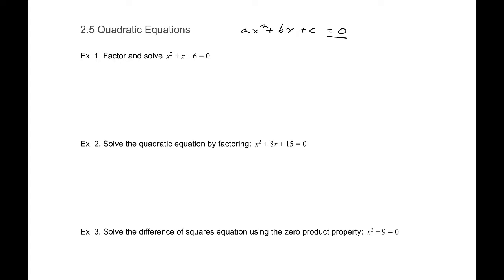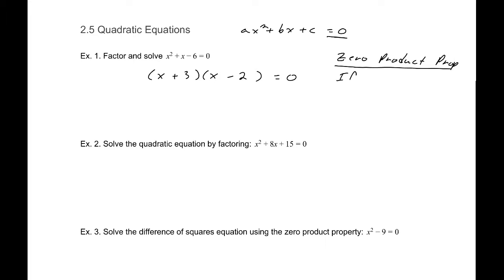So this will factor as x plus 3 and x minus 2. Okay, x plus 3 times x minus 2 equals 0. Now we will appeal to the zero product property. The zero product property, let's just call it the prop. Zero product property says that if a times b equals 0, then a equals 0 or b equals 0.